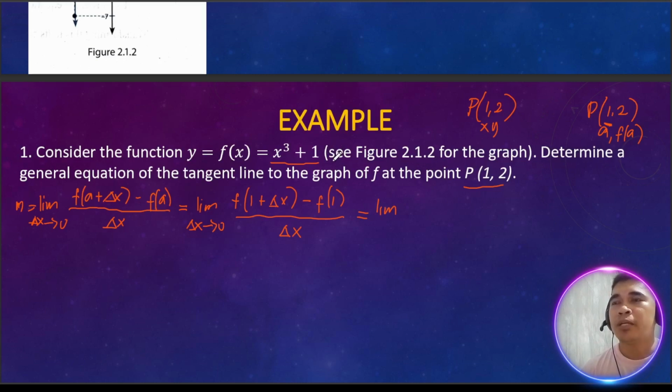Remember, we have x cubed plus 1. So our x here is 1 plus delta x. If you remember f of a, you substitute the value of a into the equation. And here, our a is 1 plus delta x. I hope it is not confusing. So we have 1 plus delta x, that is our x, so of course it has a cube, plus 1. Okay? And on the other side, we have f of 1, right? So the x is replaced by 1.